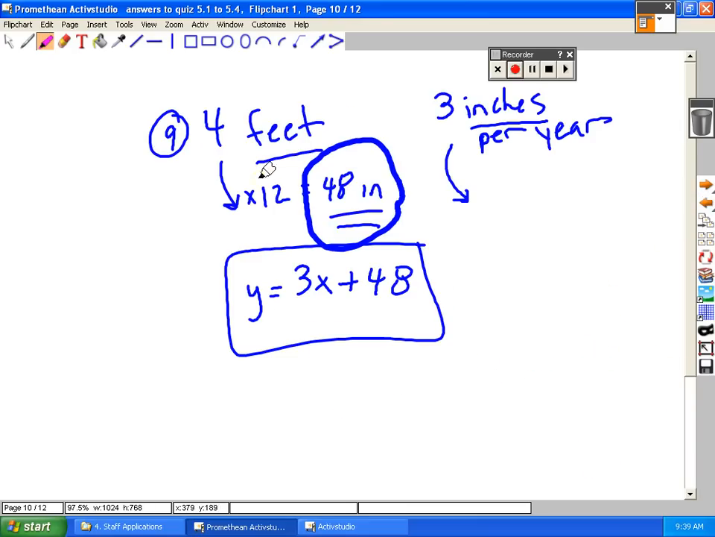Number 9, the reason why a lot of students got this wrong is we said in class that you have to be careful to see that they're giving you the same measurements. They give us feet for one of them, but inches in the other. So the first thing you have to do is convert feet to inches, or you could have converted inches to feet. I find it easier to just multiply by 12 because there's 12 inches in 1 foot, and 4 feet is the same as 48 inches. So this is what it started at. This would be the constant, the plus 48, and it goes up 3 inches per year, so that's 3x, and there's your equation.